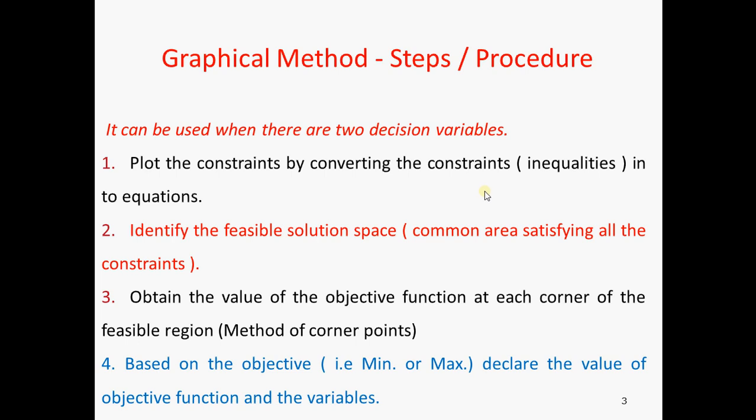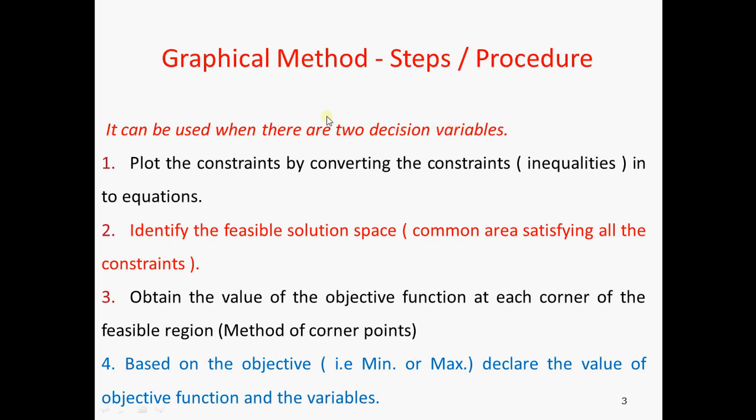Coming to the steps or procedure of the graphical method, it can be used when there are two decision variables. This is very important to note here. The limitation, or the feasibility, of the graphical method is that it is useful only when there are two decision variables like x1 and x2. If there are more than two variables, the graphical method cannot be used. For that you have different methods, known as the simplex method, the dual simplex method, and their variations or variants, which we are going to discuss in the next sessions. They are called analytical methods.